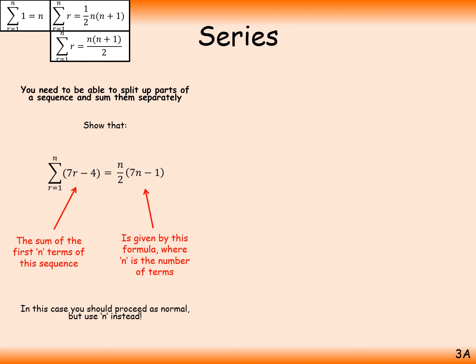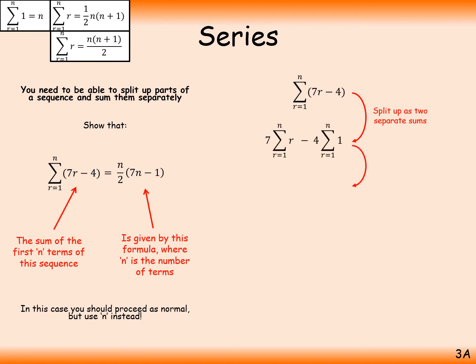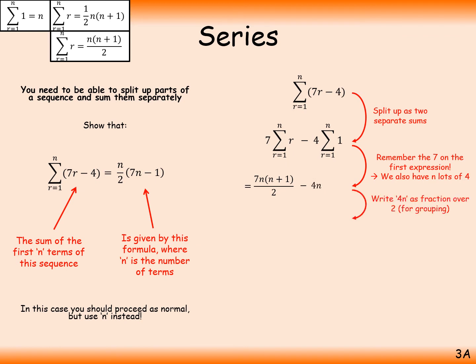So in this case, we start as normal, but use n instead. So we split up the two separate sums. We remember the 7 on the first expression. And also minus 4 lots of n. So we write 4n as a fraction over 2, so we have a common denominator.